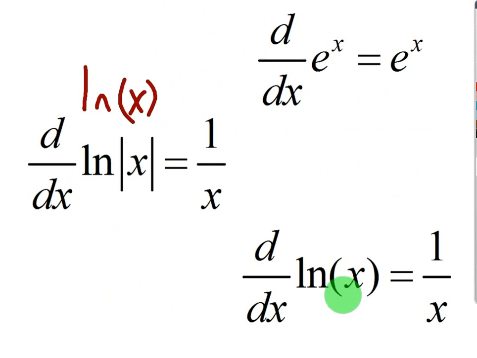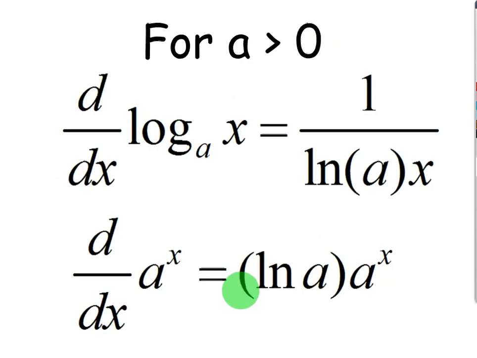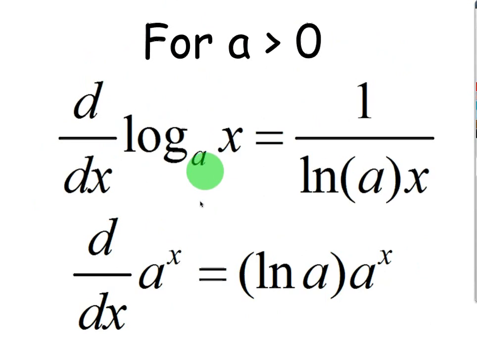First 2 are easy. Derivative of e to the x is itself. The derivative of natural log is 1 over x. The last 2 don't come up as often, but they're still important. Derivative of log base a of x is 1 over ln a times x. Derivative of a to the x is ln a times a to the x.